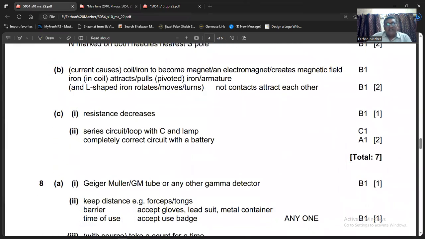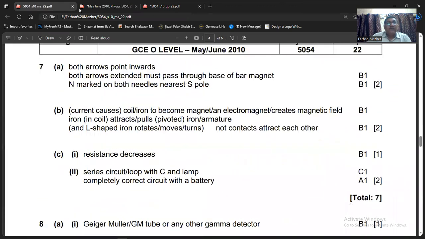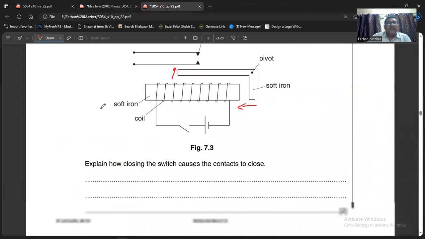This is the marking scheme of that answer. You can pause the video. This is question number 7, B part. I hope you understand.